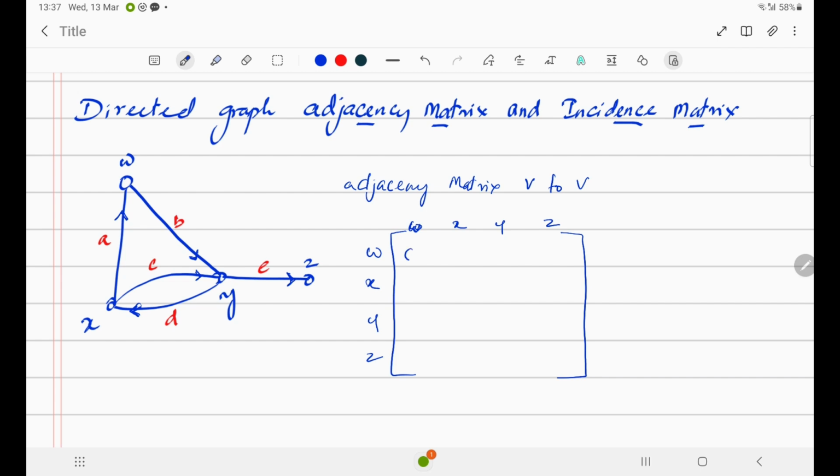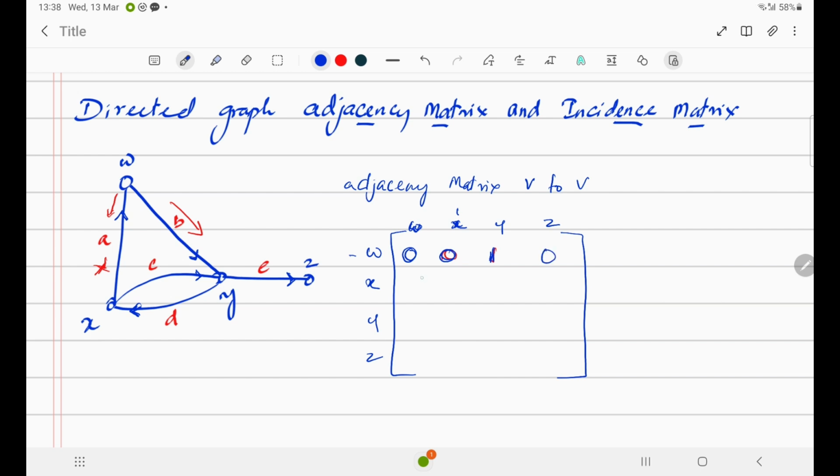Now WW, of course, is not adjacent. The W vertex is not adjacent to the W vertex. Then W and X, the first row and column. If we take WX, I cannot come from W to X, but I can go from X to W. So from W to X I cannot come, so 0. W to Y, sure, because the direction is like this, so I can go from W to Y. So this is 0, this is 1, and WZ, there is no direct link between W and Z, so 0.